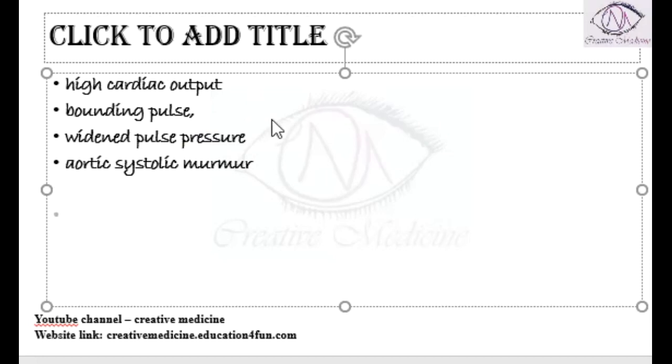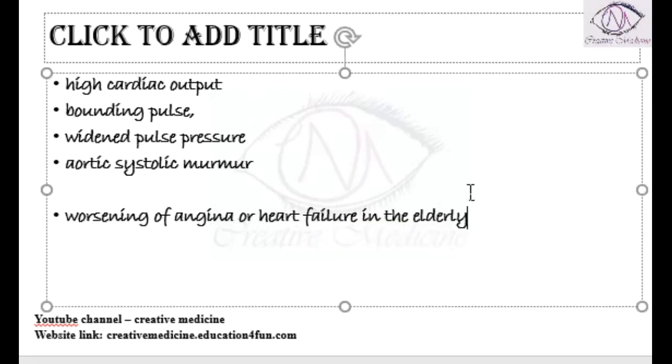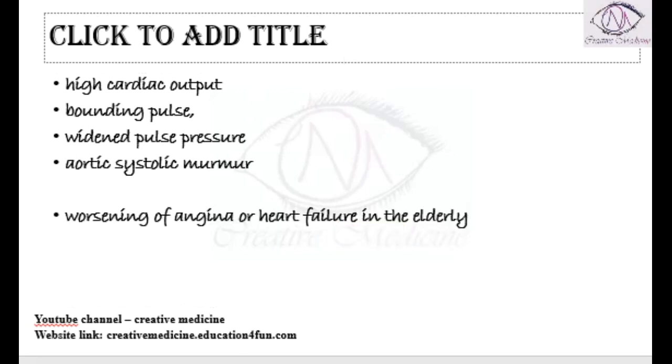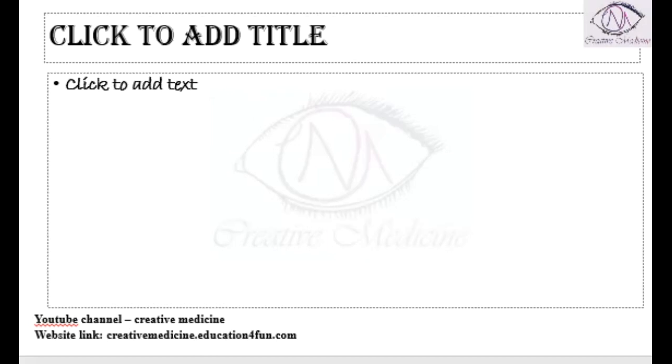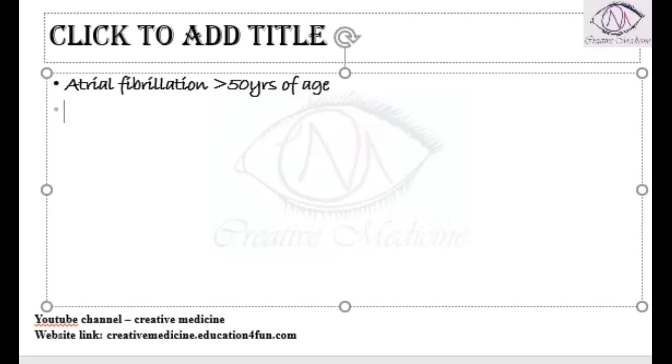As a result of the bounding pulse, widened pulse pressure, and aortic systolic murmur, this can result in worsening of angina, or the heart failure might worsen in the elderly patient. Thyrotoxicosis can also lead to atrial fibrillation, which is especially seen in elderly patients who are more than 50 years of age. In them, atrial fibrillation is common.